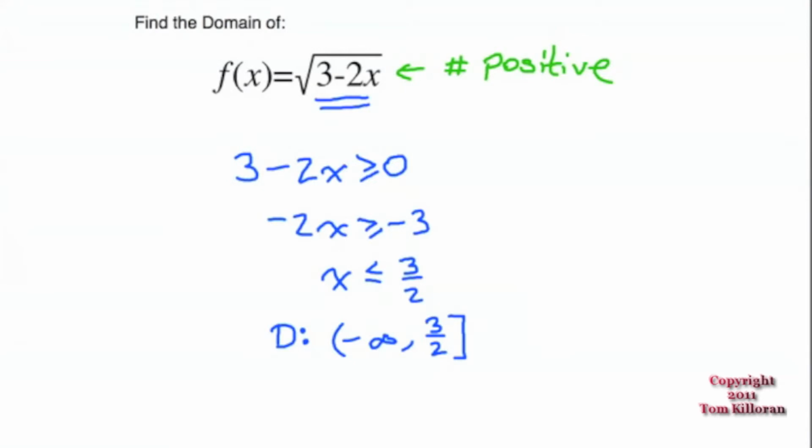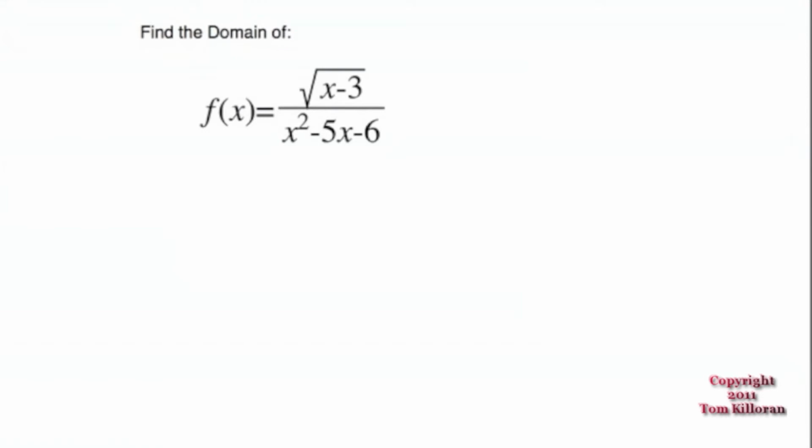Now, if we mix and match them and put a radical and a fraction into the same function, we get something that looks like this. And we have to do two pieces. The radical we have to make sure stays positive, and the denominator we have to make sure is not equal to 0. All right, so let's deal with the top part first.